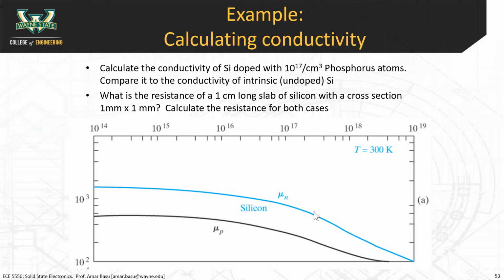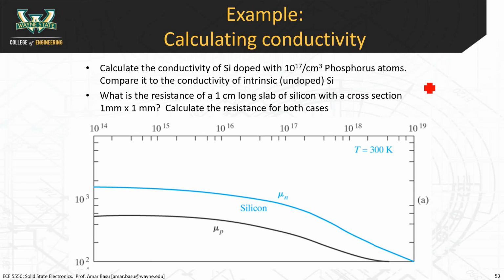So a quick calculation, a quick demo of calculating conductivity. I guess it would be helpful to do this one together. So calculate the conductivity of silicon doped with 10 to the 17th per centimeter cubed of phosphorus. Compare it to the conductivity of intrinsic silicon. All right, so let's do that first part here, and then the resistance we'll do if we get time. I would like everyone to give this one a shot here, or we can just do it together. All right, so let's just do this together in the interest of time.